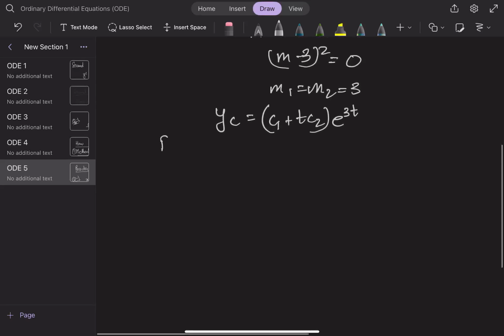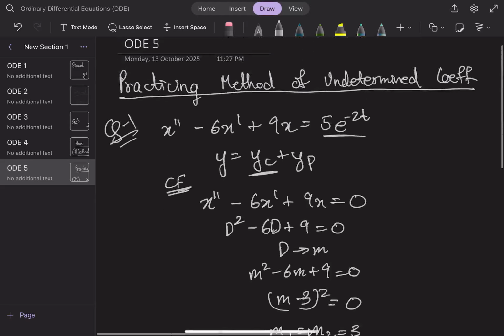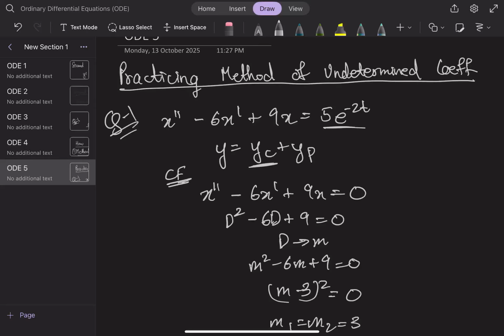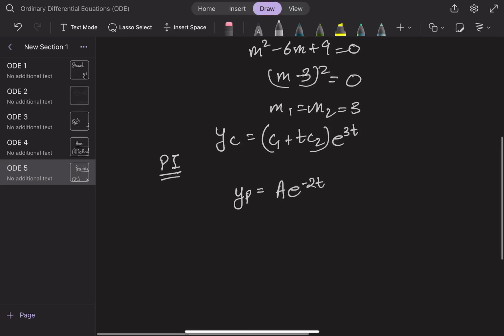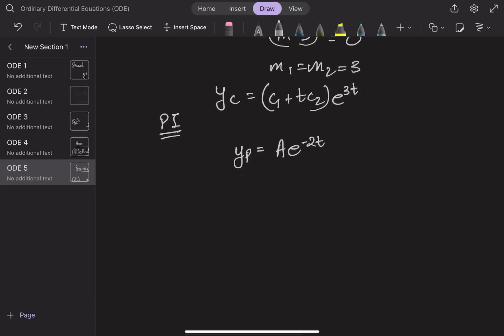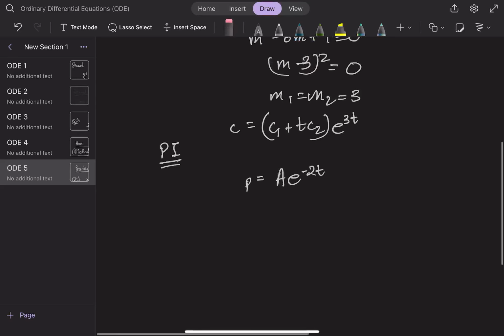Now when you're finding your PI, we're going to use the method of undetermined coefficients, which means you're going to look at this RHS and you're going to assume your yp. So as you can see, your term is basically e raised to minus 2t. So we are going to assume our PI as a times e raised to minus 2t. Sorry, this is all x, not y.